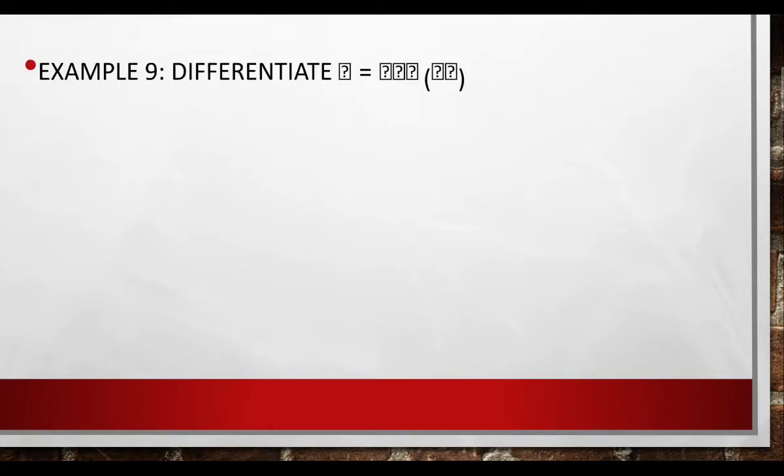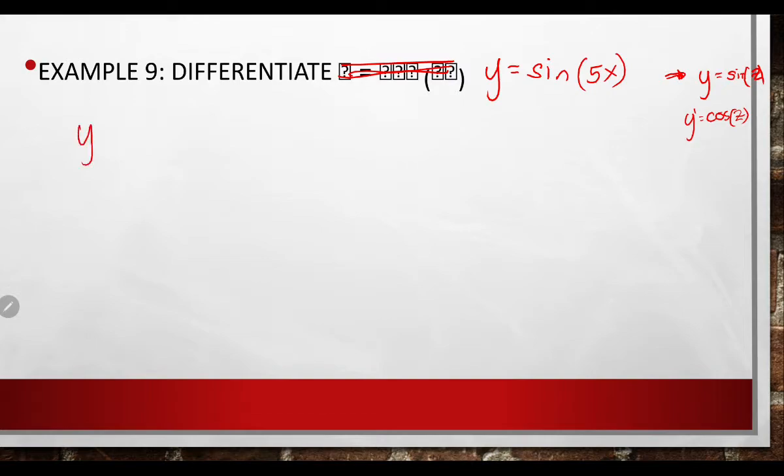Another example, in your handouts, this is y equals sine of 5x. This is a trigonometric example of a function. If you look at the outside, this is somewhat similar to y equals the sine of z, where 5x is z. So the derivative of sine is cosine of z. So for this one, you have y equals sine of 5x. The derivative of sine is the cosine of 5x.